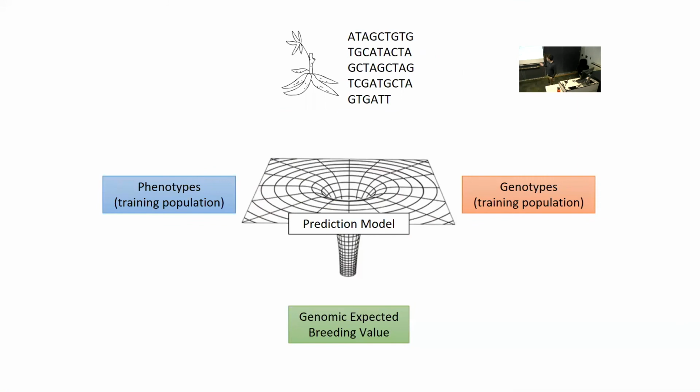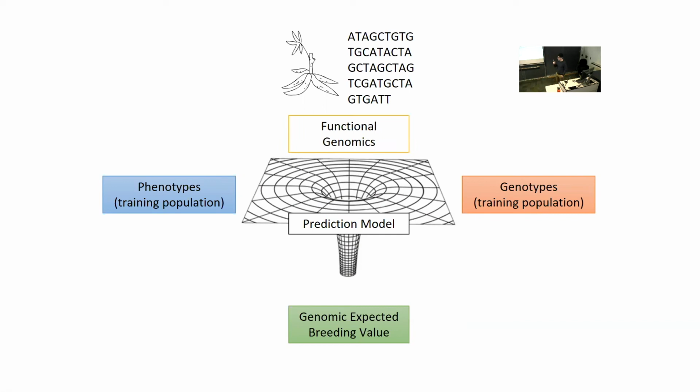Briefly, you have phenotypes and genotypes of a training population. And combining these two elements, you will build a prediction model that here I'm depicting as a wormhole, because I didn't have any idea of what was happening here. What I did know was that the DNA of an unphenotyped cassava was traveling through space and time to give us genomic expected breeding values. That is basically your expectation or your prediction on how that unphenotyped cassava is going to perform in the future.